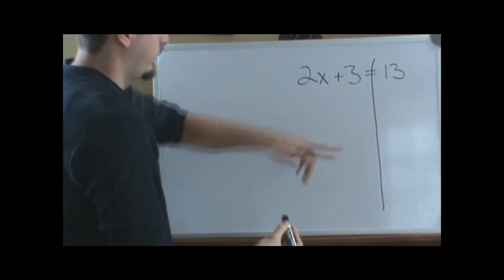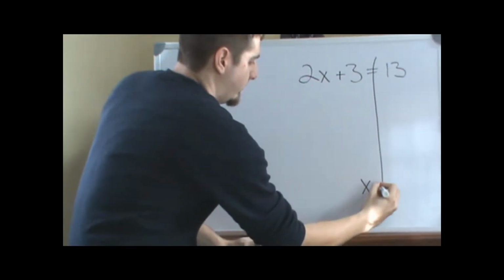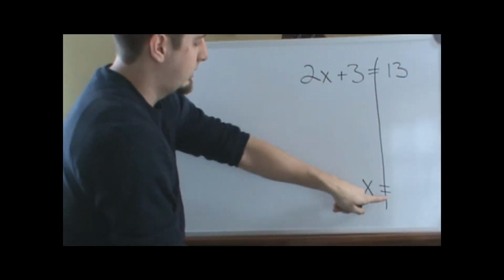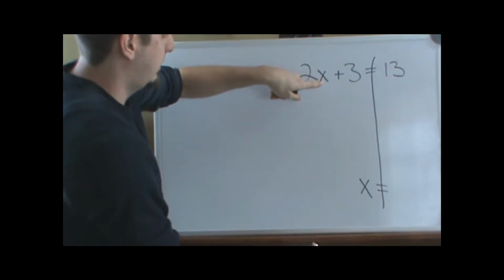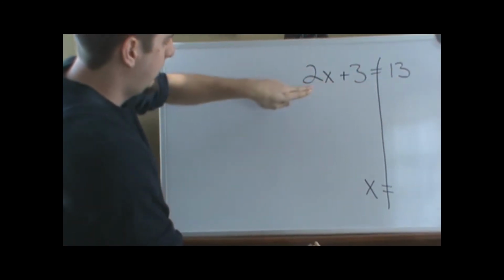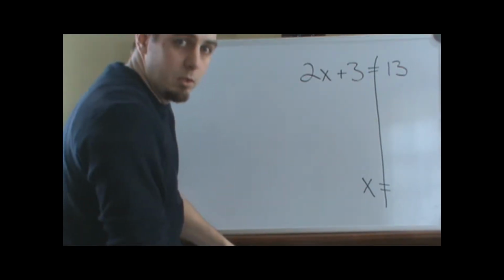So to start, we have our problem and we already know what our goal is. We want to know what x is. So we know right off the bat we need to get x by itself. So we need to get rid of this 3 and this 2. It takes two steps to get rid of these two numbers.